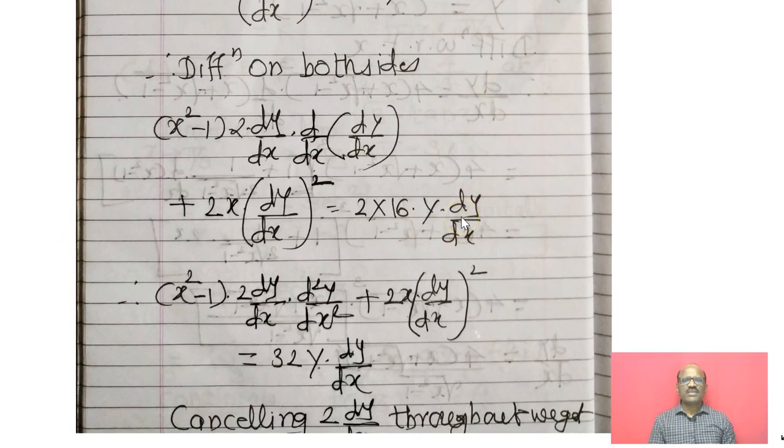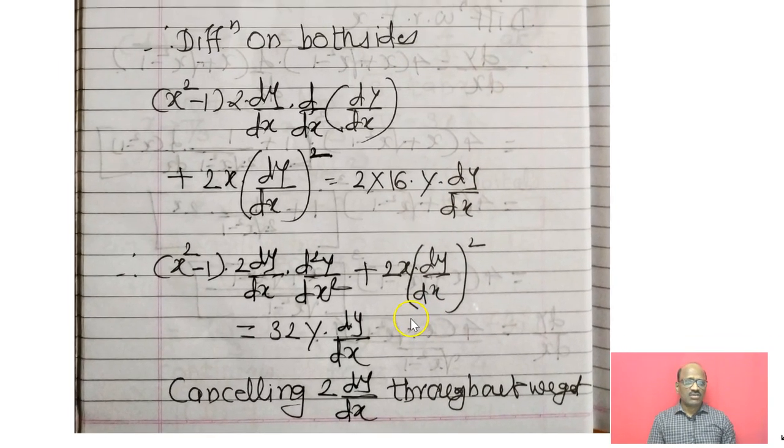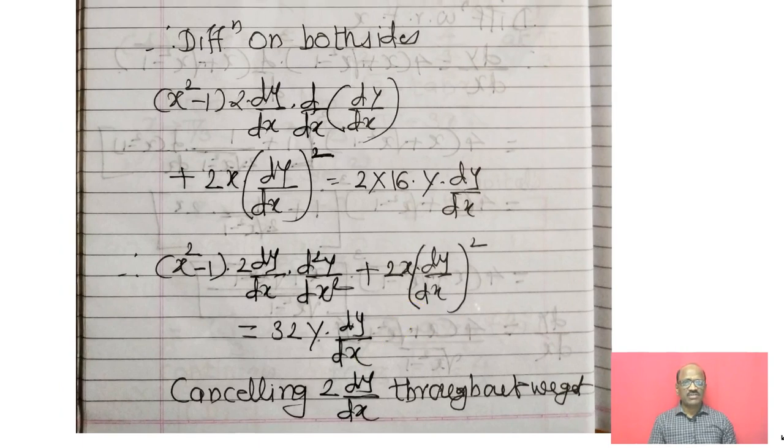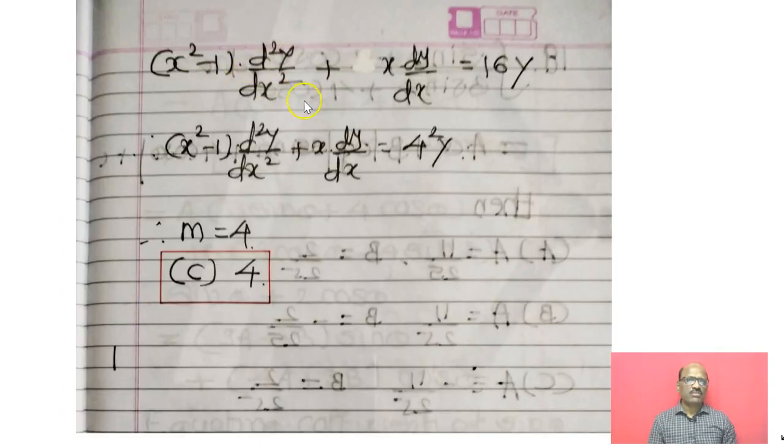And next we'll cancel 2 on both sides, that is 2 times dy by dx. After cancellation on both sides, we'll get in bracket x square minus 1 into dy by dx plus x into dy by dx is equal to 16y. And that is nothing but 4 square, and the value of m is equal to 4. Now we'll see the next example.